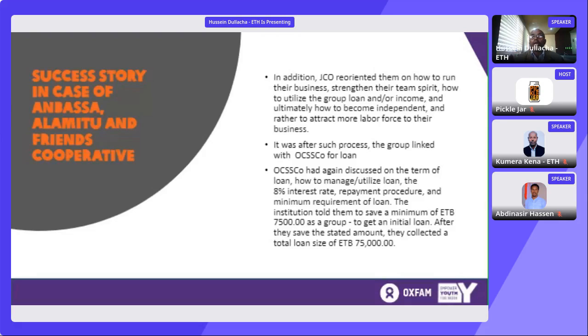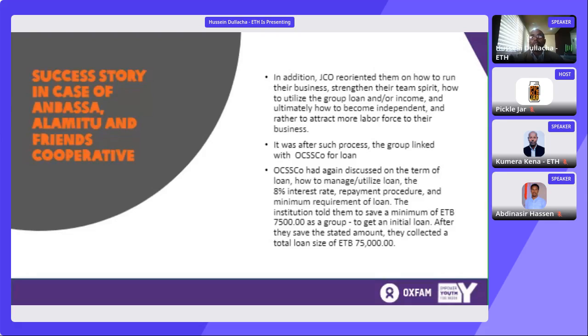After all these efforts, they were linked with a microfinance institution, which we locally call Oromia Credit Saving and Share Company, for a loan. And they are provided a loan based on the local regulations, which allows them to be within an 8% interest rate. This is only done for youths, especially after some political instabilities in the country.